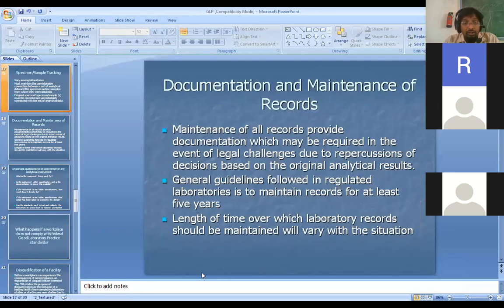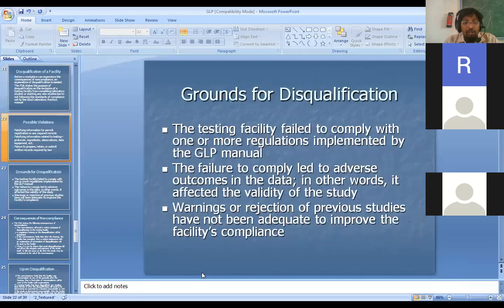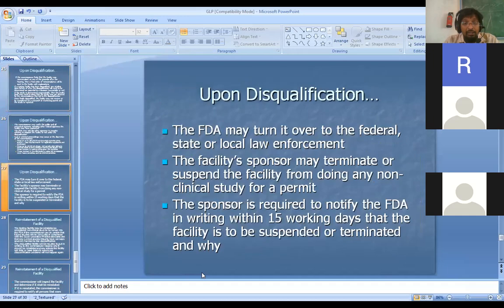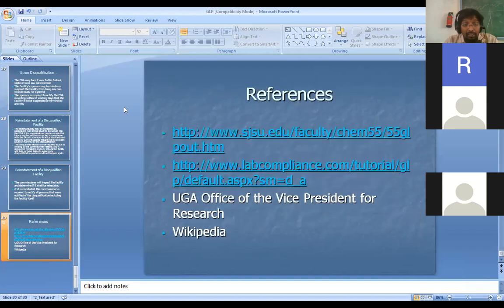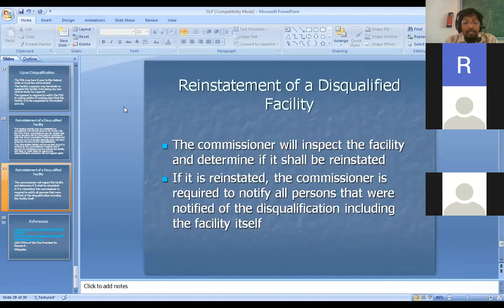Yes, sir. So this is the short introduction about good laboratory practice, why it is important, what happened in the past, what happens if you don't comply to the rules, how to get the permission back, and if you make this kind of mistake again and again, what kind of punishment they will give. All these things we have studied.